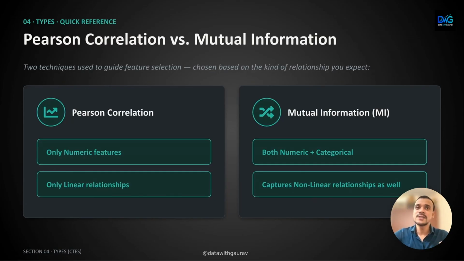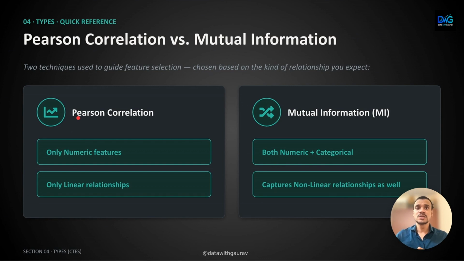Now that we have discussed feature selection, a natural question arises, right? How do we decide which features are actually important? There are several techniques for measuring feature importance, but in this module, we will focus on two of the most commonly used methods. First one is Pearson correlation, and second one is mutual information.